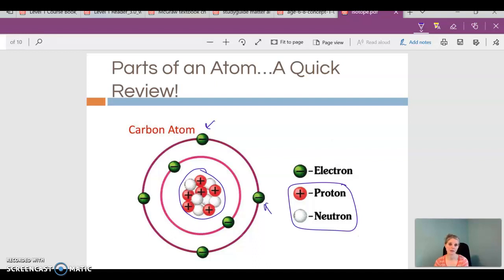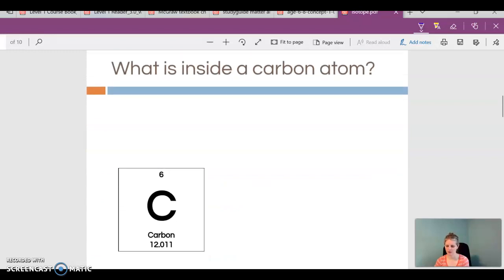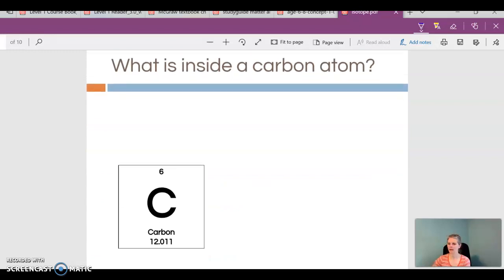So this would be one example of a carbon atom, or you could say this is one carbon isotope. The words atom and isotope are kind of interchangeable, though they're a little bit different. Looking more at the carbon, if we looked at your periodic table, you would see a box for carbon that looks something like this.